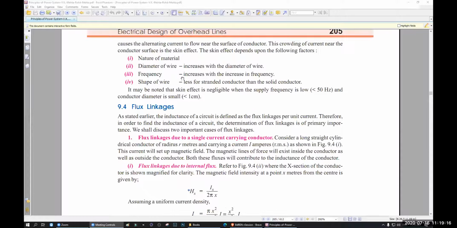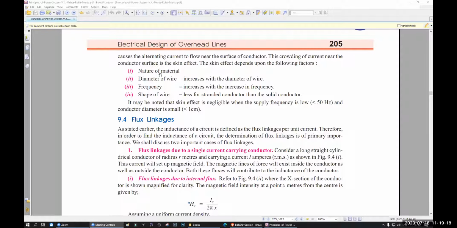Skin effect depends on the nature of the material, and the diameter of the wire: it increases with the diameter of the wire. If you increase the diameter, the skin effect will increase. Frequency: it increases with the increase of frequency. If you increase the frequency, your skin effect will increase. Shape of the wire: less for stranded conductor than solid. A solid conductor has more skin effect, and a stranded conductor has less skin effect. This is a good thing.